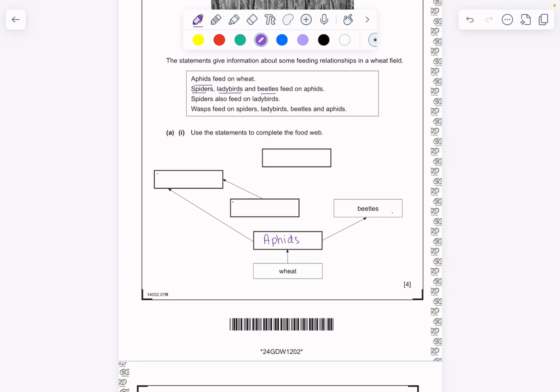So just read on. It says spiders also feed on ladybirds. So we automatically know that spiders would go in here and ladybirds would go into this box, as the spiders feed on ladybirds. The next one tells us that wasps feed on spiders, ladybirds, beetles and aphids. So we're going to have wasps up here at the top, but we're also going to need to include arrows because you can't have it just sitting there. No arrow going toward it, because that doesn't show energy transfer. So wasps feed on spiders, they also feed on ladybirds and beetles, but they also feed on aphids, so we need an arrow going up here.